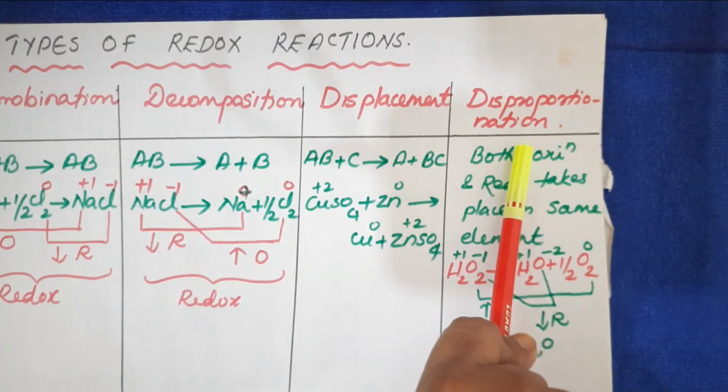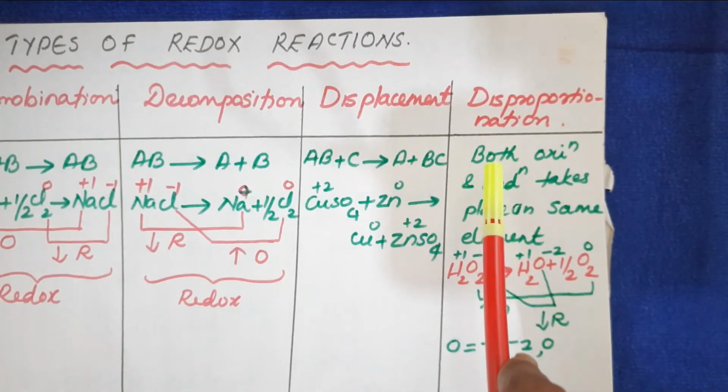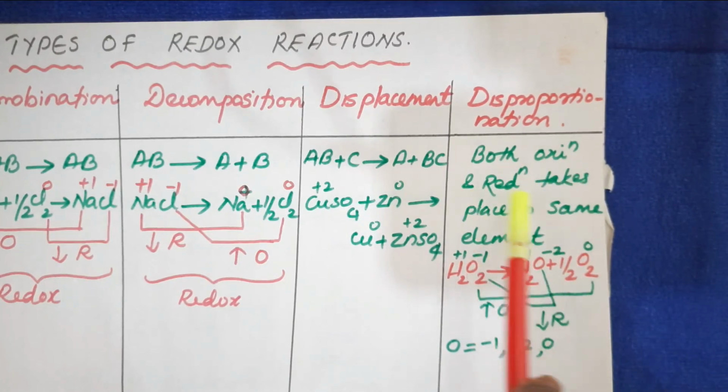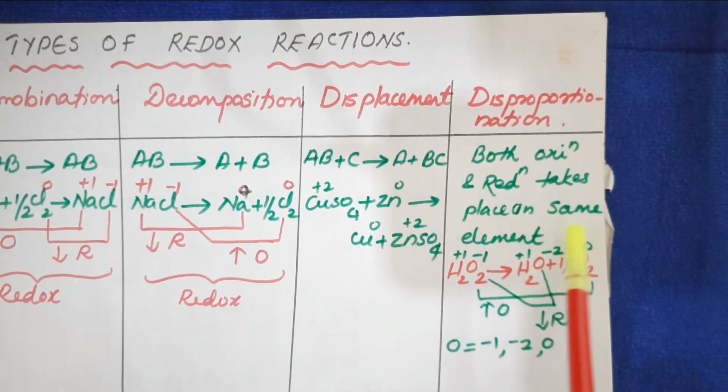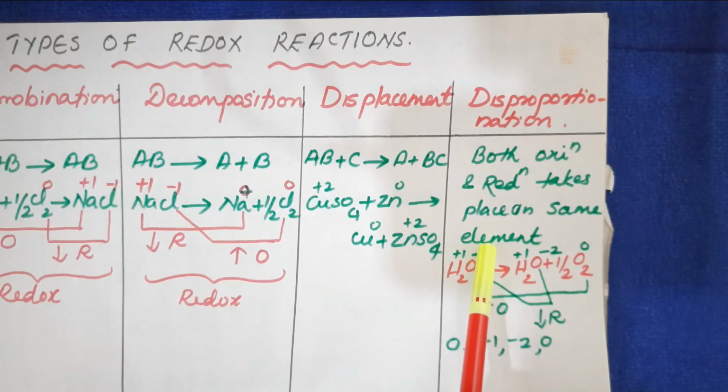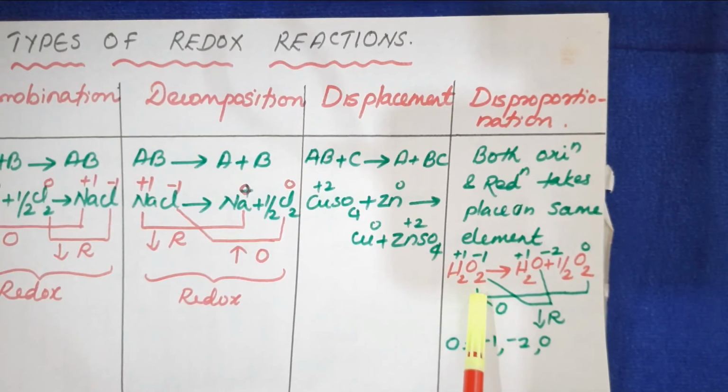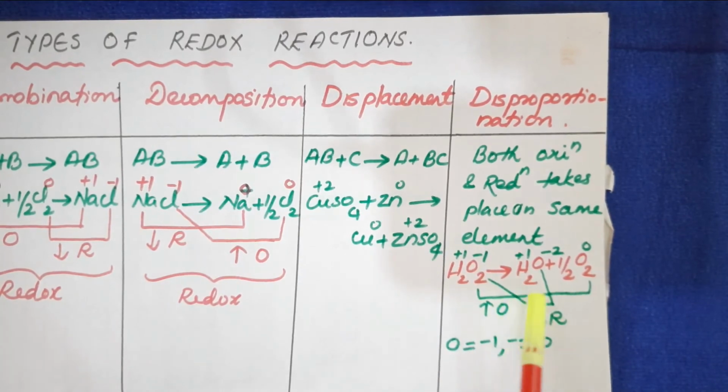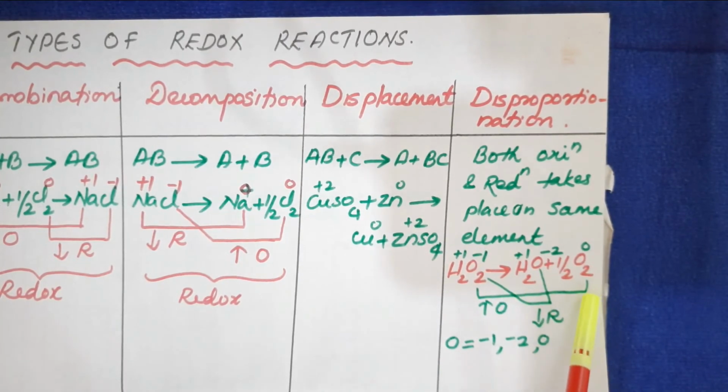The fourth type is very important, that is disproportionation reaction. What is disproportionation reaction? Here both oxidation and reduction takes place on the same element. That means same element undergo oxidation and reduction. See the example. H2O2 dissociated into H2O and half O2.